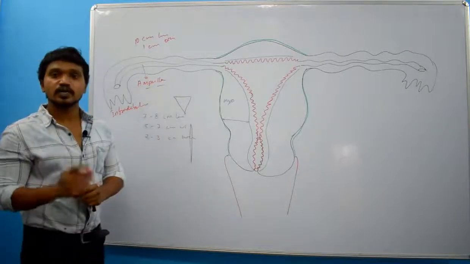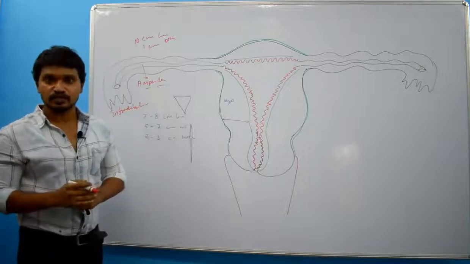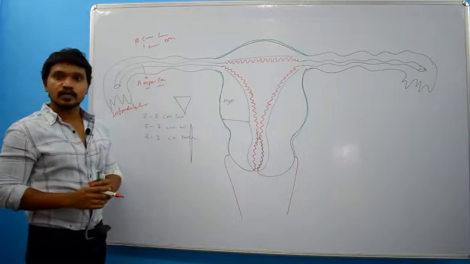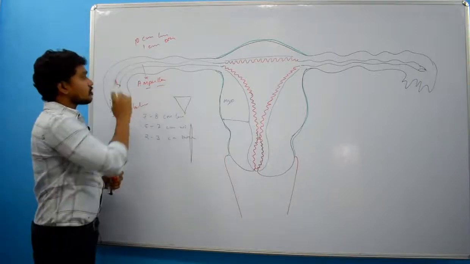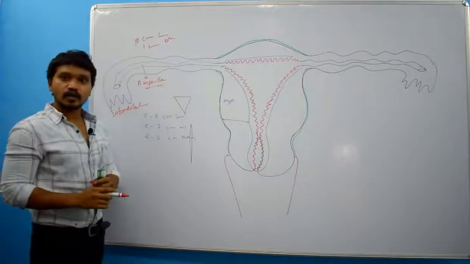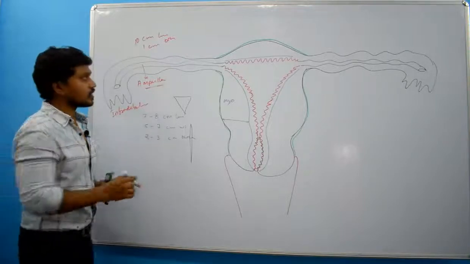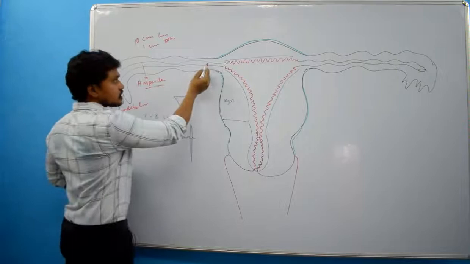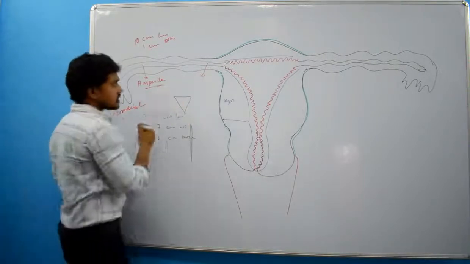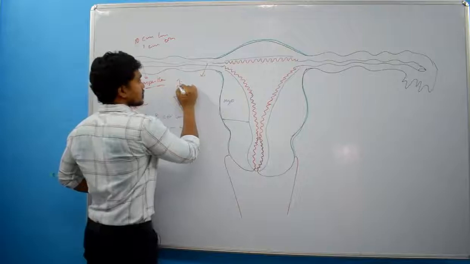Ampulla. Actually, the ampulla is the site of fertilization. Here, the dilated tortuous part of the fallopian tube, what we call the ampulla. The ampulla is the site of fertilization. And here, we can find a constricted area of the fallopian tube. This constricted area, what we call the isthmus.